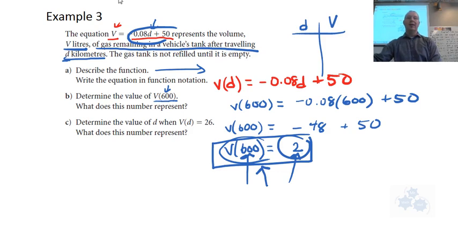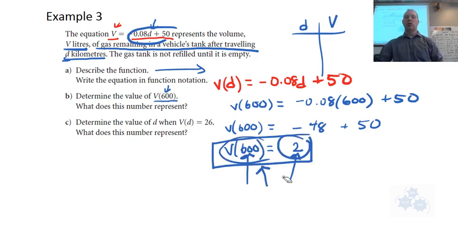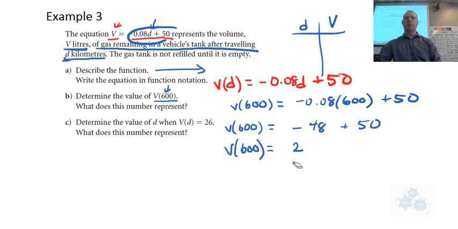Now, let me explain why function notation is really good. If we didn't have function notation, we would have V is 2, and you would interpret this as the number of liters of gas left in the tank is 2. But you wouldn't necessarily know how far we've gone. So function notation shows us what the input variable was as well as the output.